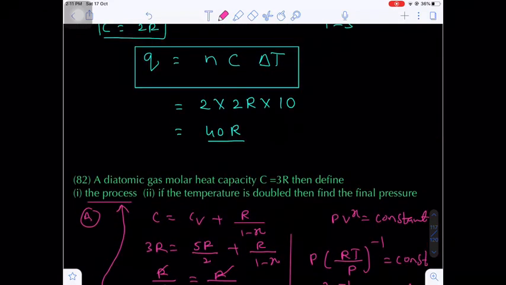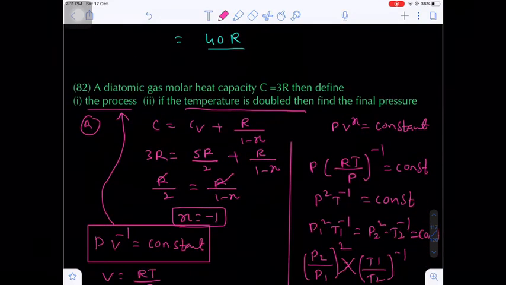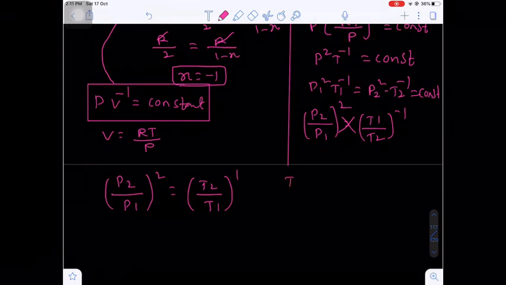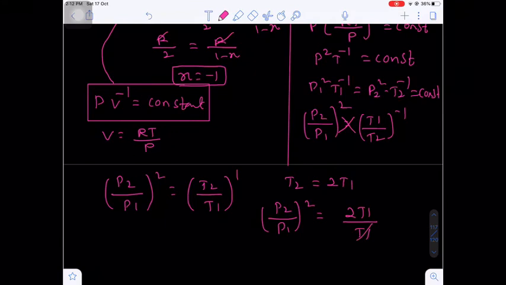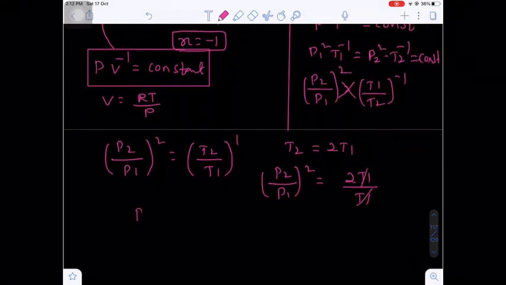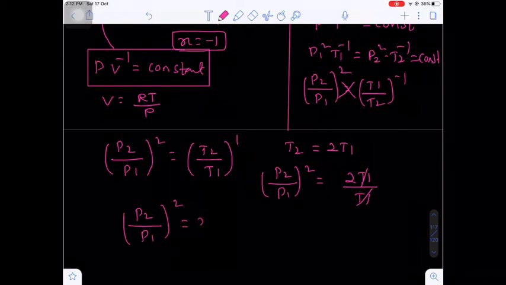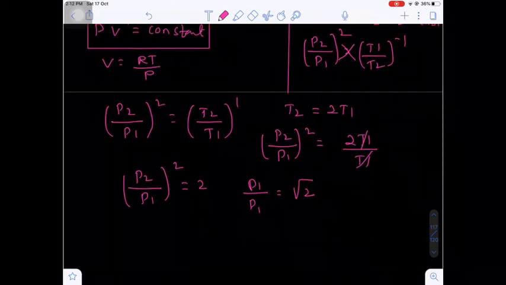Now in the question the final temperature is double. That means the temperature should be double, so T2 will be equal to 2 times T1. So P2 upon P1 whole square will be equal to 2T1 upon T1. So T1 gets cancelled. Finally you will get P2 upon P1 whole square will be equal to 2. Bringing the square to the right side, you will get the square root of 2.